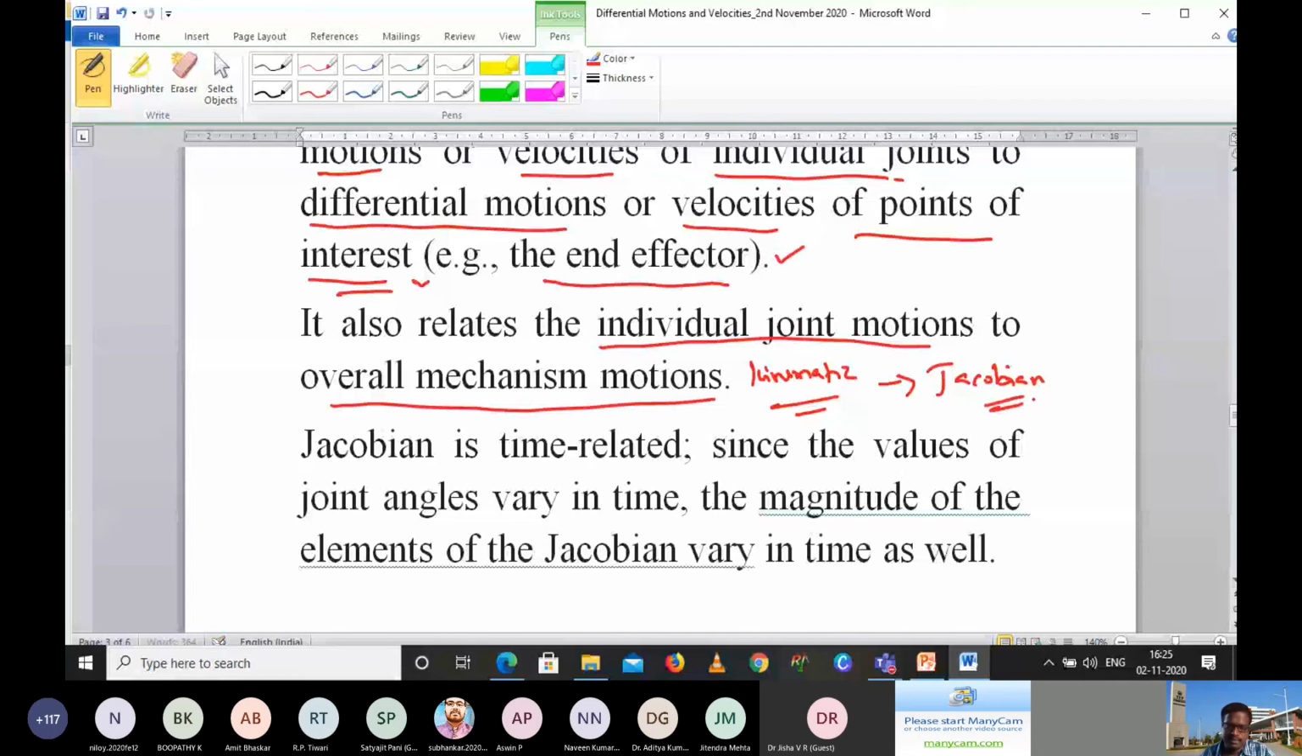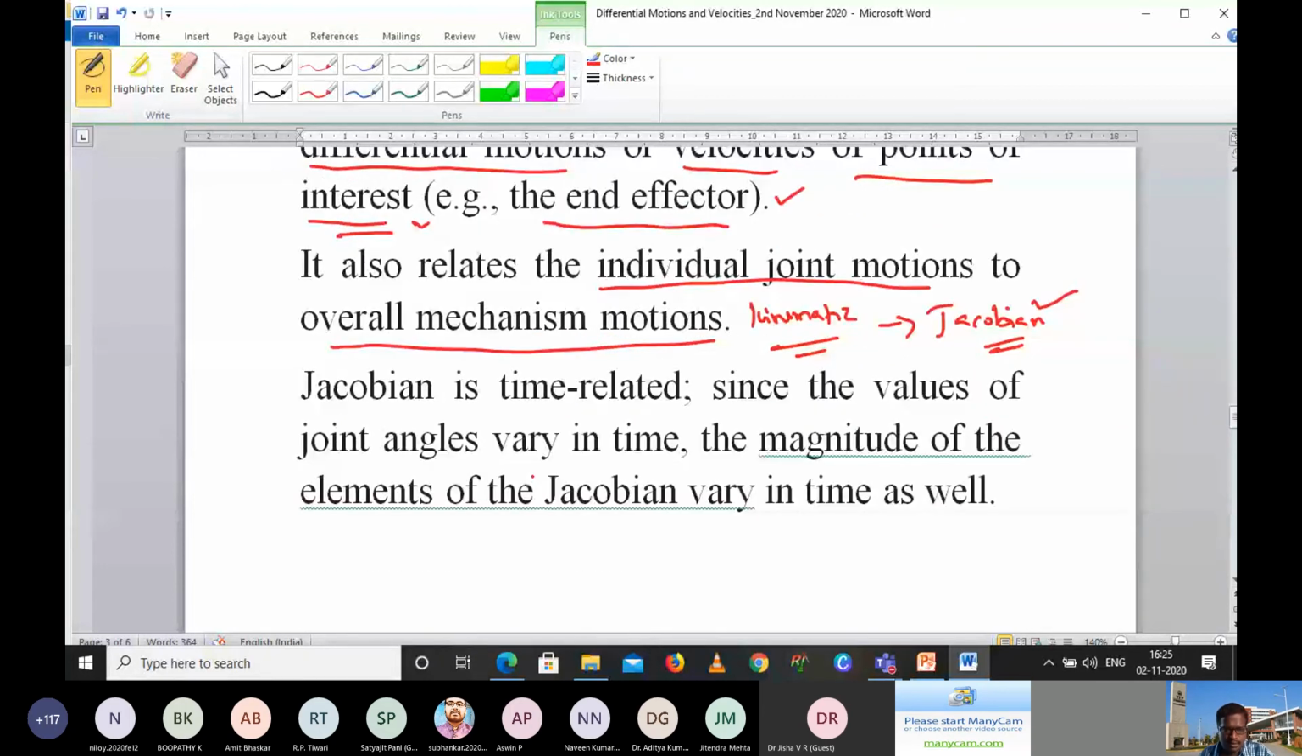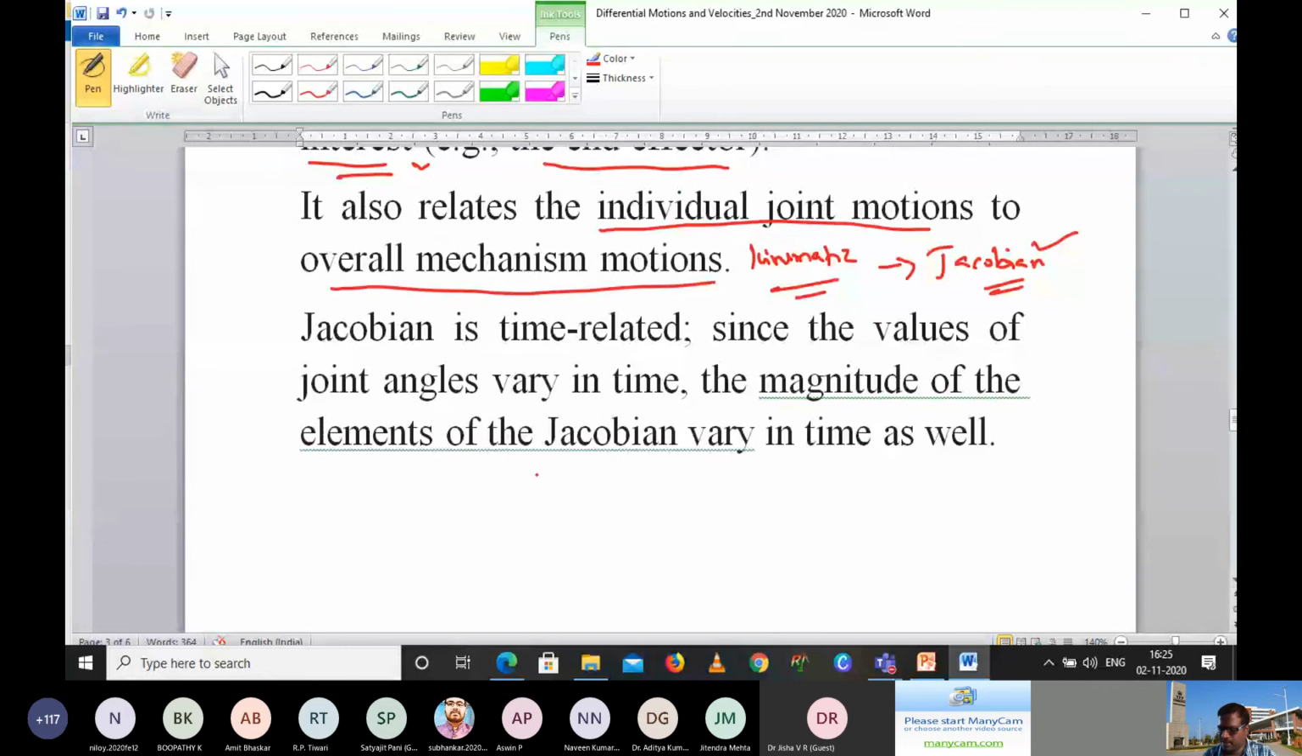Once you calculate this, then singularity, velocity, acceleration, everything you can easily find. And the last one is that the Jacobian is time related, as I said. The position is time related, you know that, so the Jacobian is also time related. It depends on the joint angles, which vary with respect to time, and the magnitudes of the elements of the Jacobian vary in time. Both things are the same.